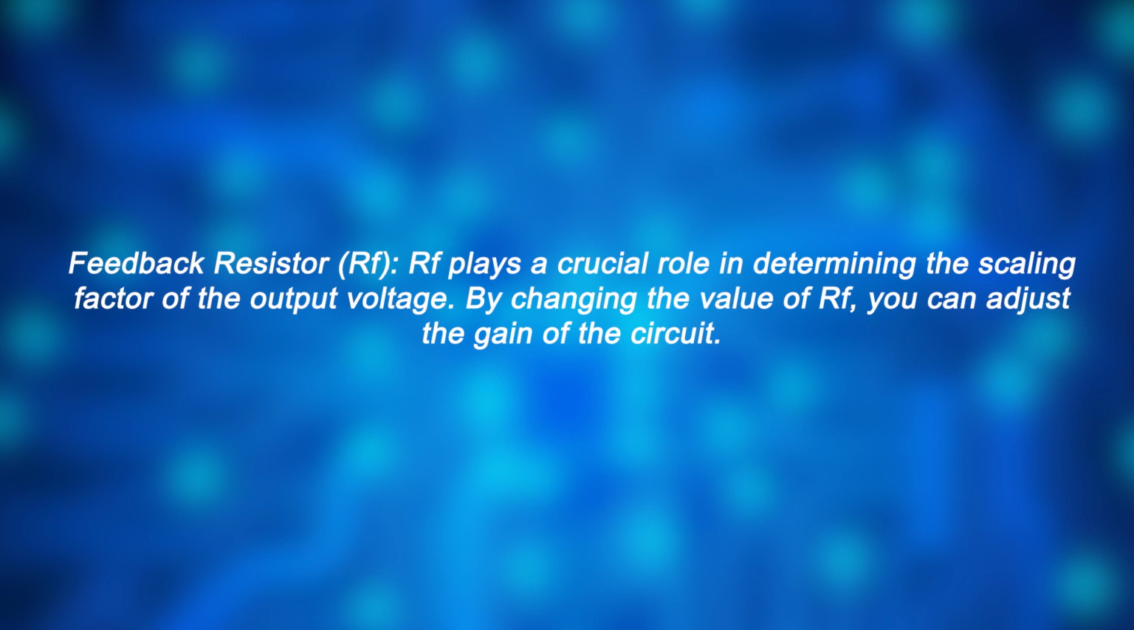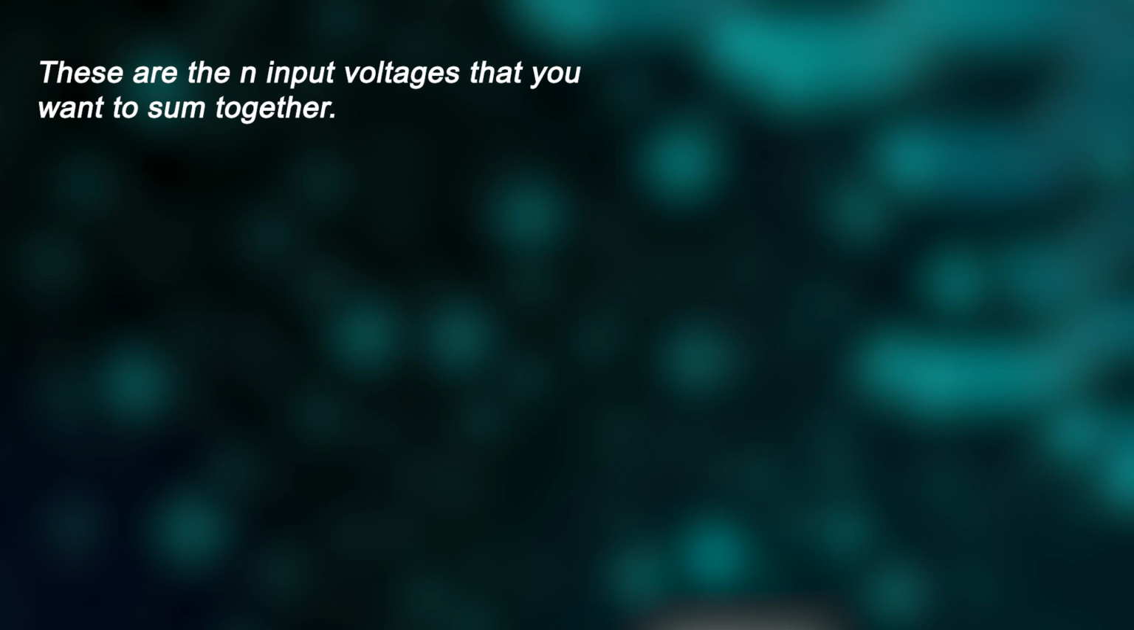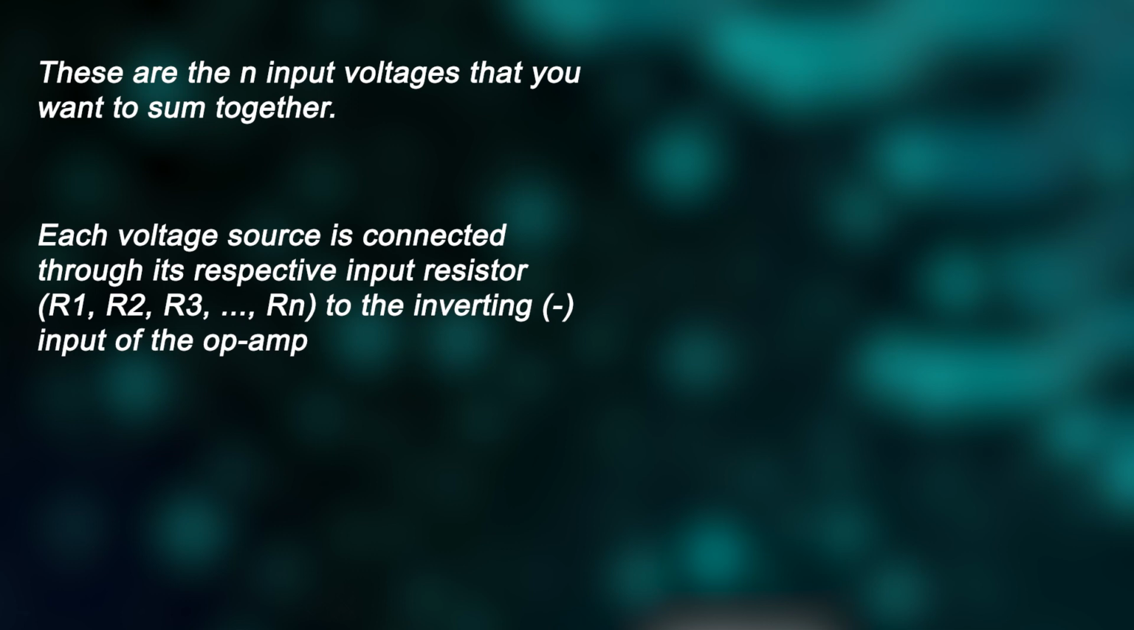2-input adder circuit. Now, in this stage we will discuss how the circuit works, or the working condition. We will discuss the input voltage sources V1 and V2. These are the two input voltages you want to add together. Each voltage source is connected through its input resistor, R1 and R2, to the inverting input of the Op Amp.